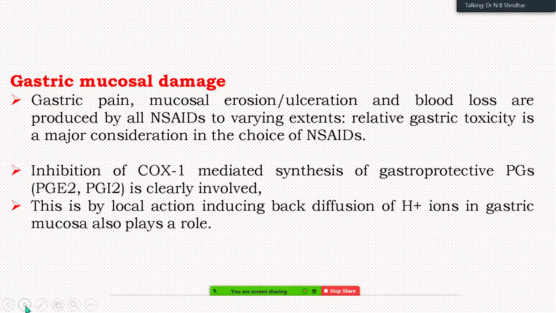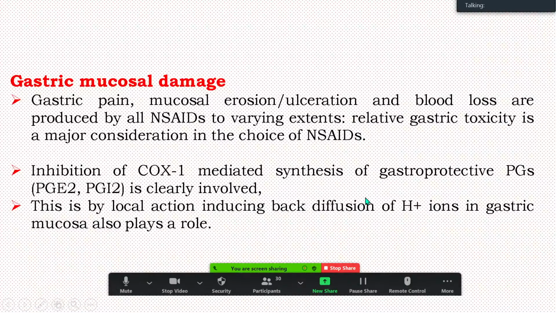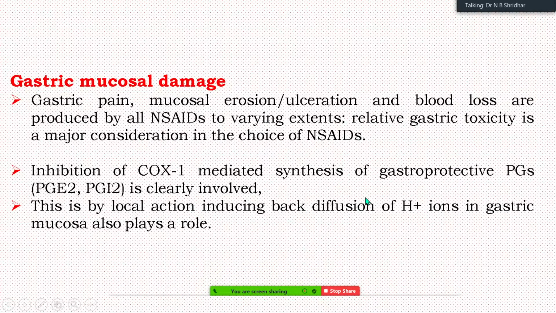And gastric mucosal damage is always a problem with non-steroidal anti-inflammatory agent action, that is, the inhibition of COX1 mediated synthesis of the gastroprotective PGs, especially PGE2 and PGI2. Gastric pain, mucosal erosion, ulceration and blood loss are produced by all NSAIDs to varying extents. Relative gastric toxicity is a major consideration in the choice of the NSAIDs.